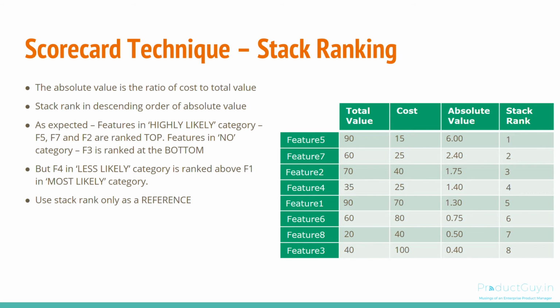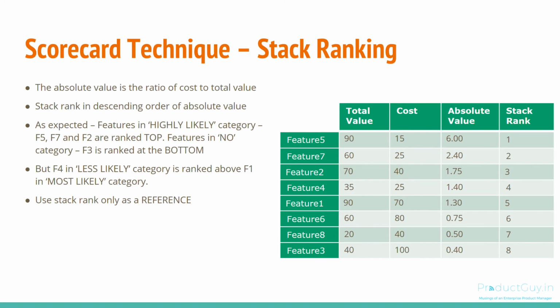After stack ranking the features, certain elements are as expected. All the features in the highly likely category are ranked at the top, and features in the no category are ranked at the bottom. However, features in less likely are ranked above most likely features. For example, feature F4 in the less likely category is ranked above feature F1 in the most likely category.